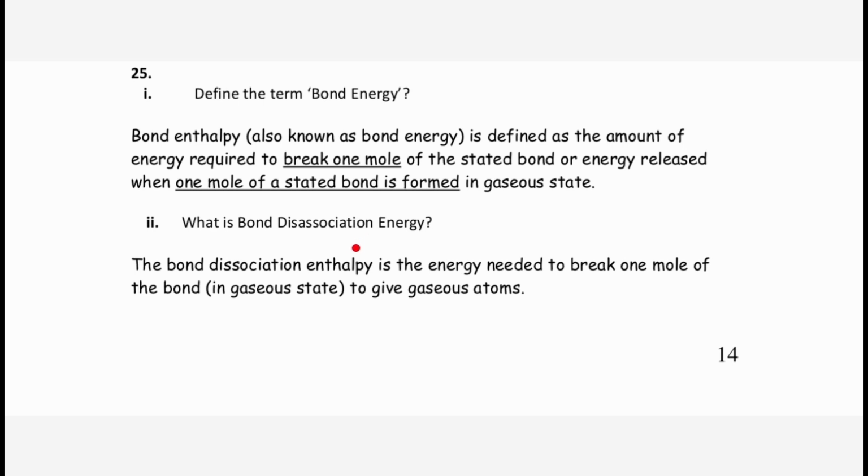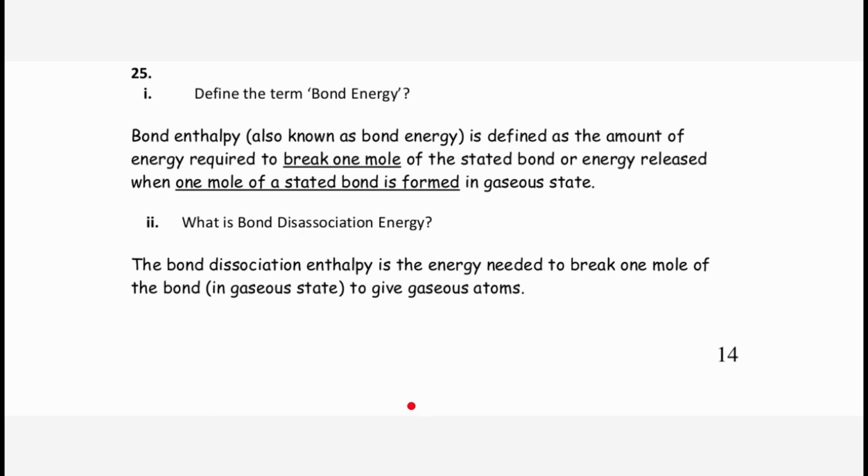Bond energy is the energy required to break 1 mole of bonds, or the energy released when 1 mole of a bond is formed, between gaseous atoms in the gaseous state. Bond energy is always defined in the gaseous state, not in any other state, because if it's solid, then part of the energy is required for melting, and part of the energy is required for evaporation. So you need to count only from gas to atomization.